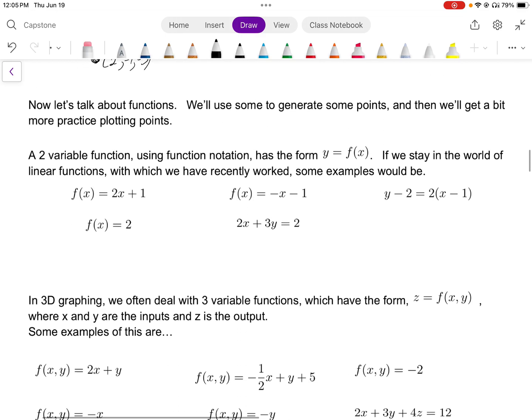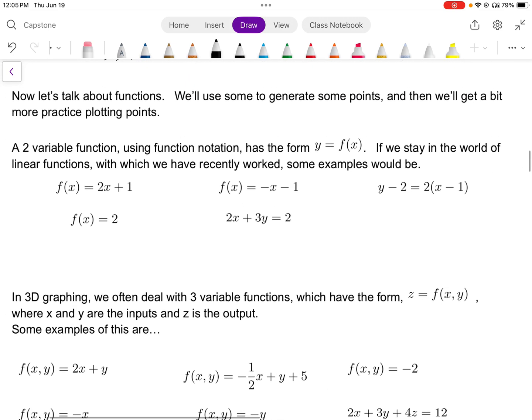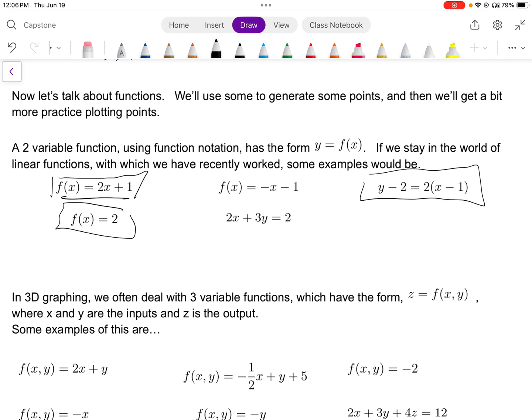So, talking about functions. In the two variable world, we just spent a bunch of time working on units with functions. This is function notation. We did two variables where f of x is our y value, our output value. And then we have things like slope-intercept form, slope-point form here, a constant function, and here we have standard form. So lots of different ways these things can be written.